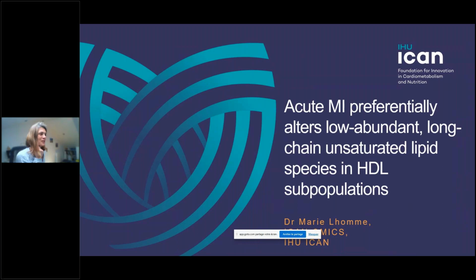So I'm going to talk today about a work that we published recently about the composition of HDL subpopulations, lipid compositions in a state of myocardial infarction.